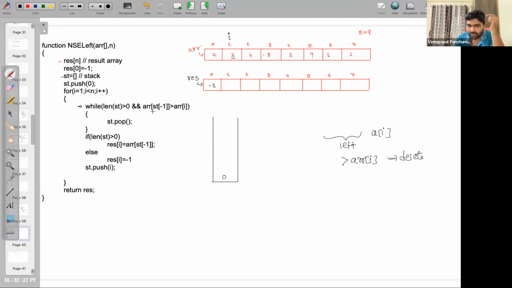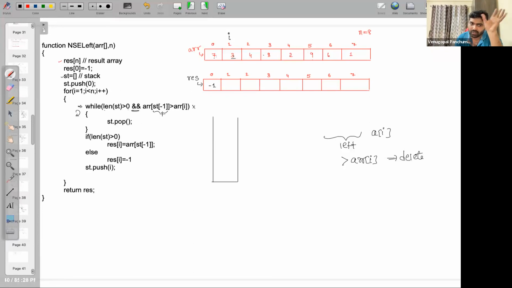Let me check. When you write this statement, you get the topmost element of the stack. Now check: the topmost element index is 0. Is it bigger? 7 compared to 3? Yes, it is bigger, so you delete that value from the stack. Okay, I have deleted. This loop will continue as long as both conditions are true. Next time, is the length of the stack greater than 0? No, this time it is equal to 0. Since it is a logical AND operator, this loop will fail.